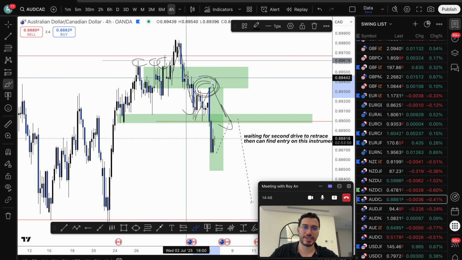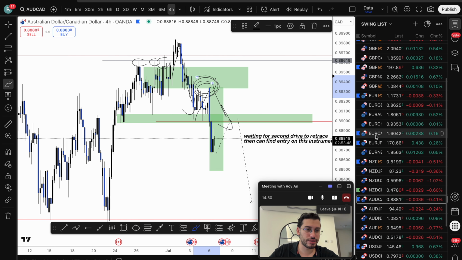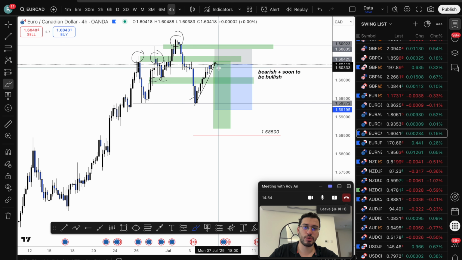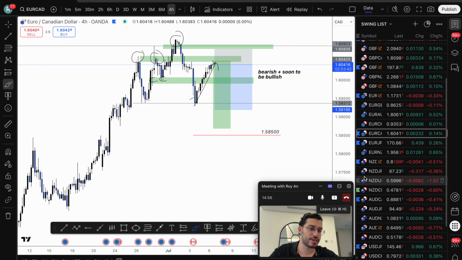It's just retesting that area of liquidations. Look at this. Euro CAD, it's right here. We liquidated these highs, pushed down. We're coming back into this area where I'm trying to find some sells.